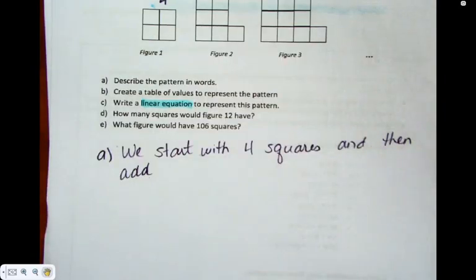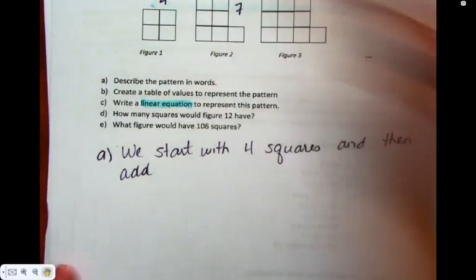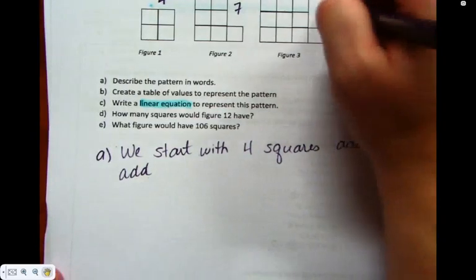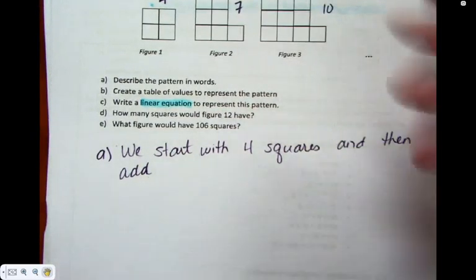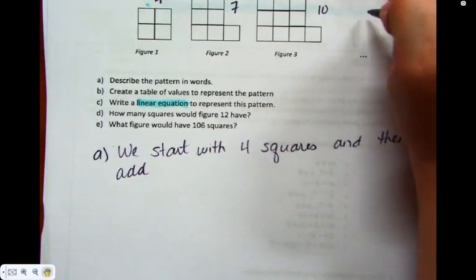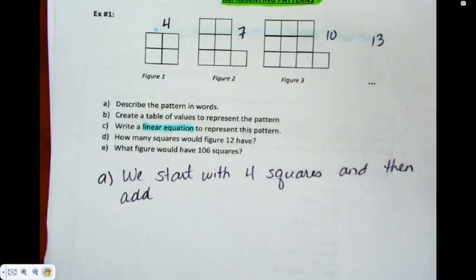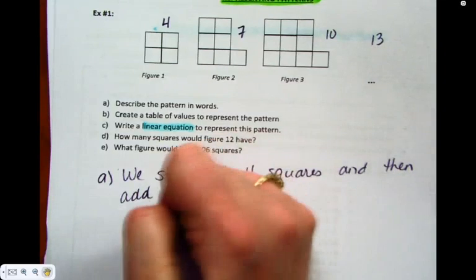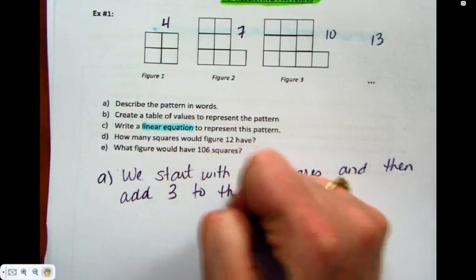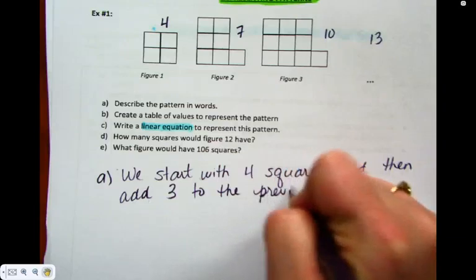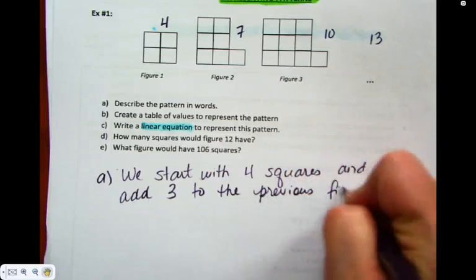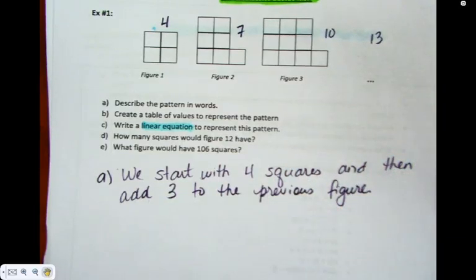We know there's 4 in the first. How many squares are in the second figure? How many squares are in the next figure? If we kept going, how many would be in figure 4 that we don't even see and we don't even need? 13. Et cetera, et cetera. So how many are we adding to the previous figure? 3. And add 3 to the previous figure. Does it matter where you add the 3 to? Nope, not at all.